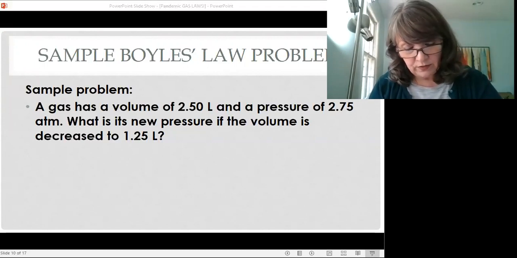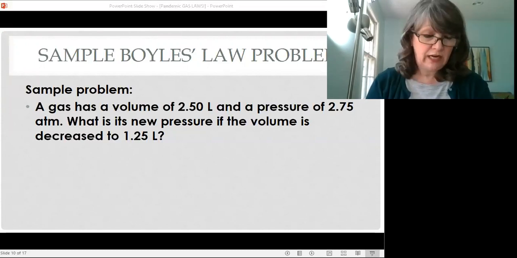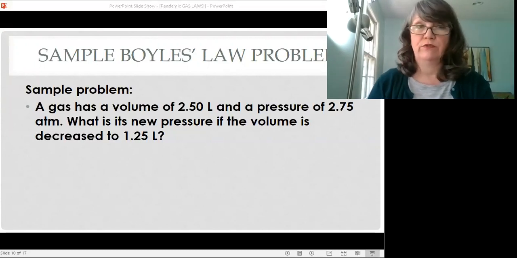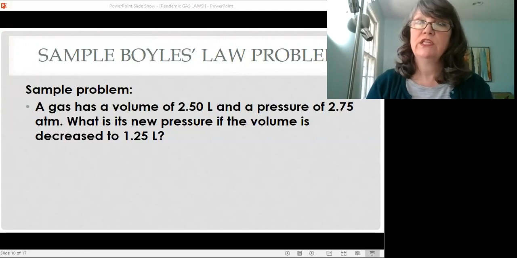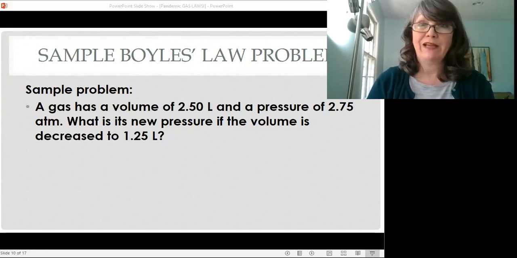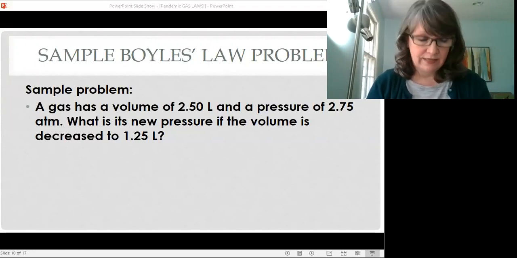Now, you may not have dealt a lot with atmospheres yet in your science classes. We use it with pressure. We use it in chemistry quite a bit at this point. But you may not have used it a lot before. So really the only trick for Boyle's problems is recognizing your pressure units, which are atmospheres, or the other pressure unit we use is kilopascals.